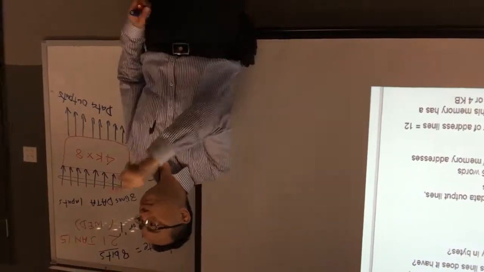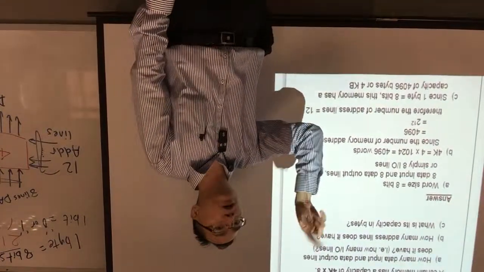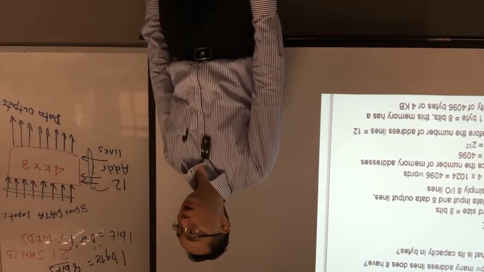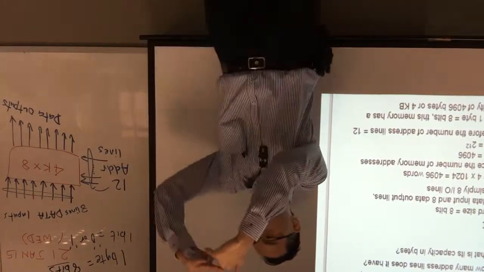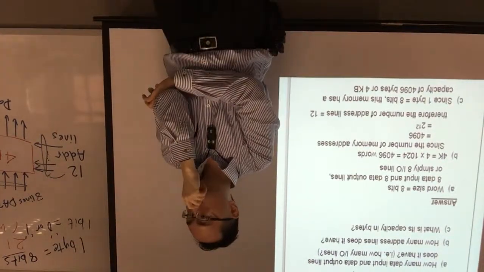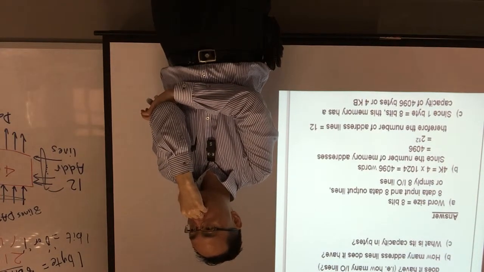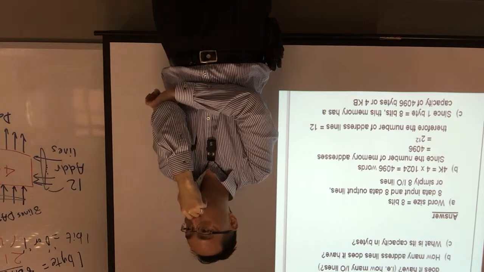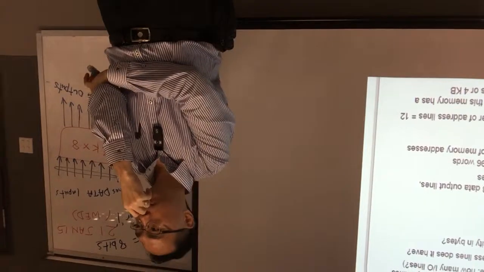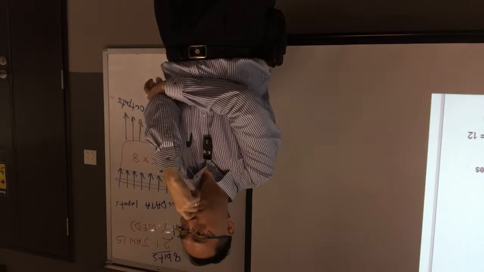4K is given to you. So I need to take 4 times 1024. Oh, teacher, the 4K is not the address line? No. 4K is the capacity, the bits. The capacity. I ask you, it's 2 to the power 12, right? Address lines. 2 to the power 12. Can I say 12, right? Because 12 is the number.